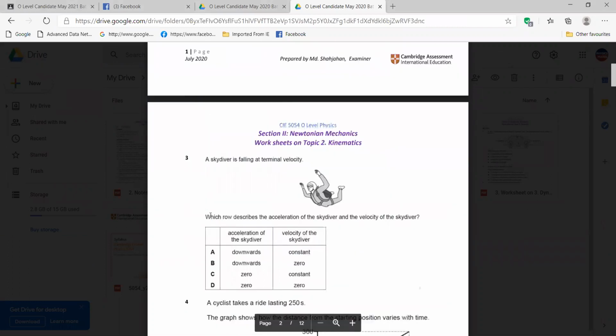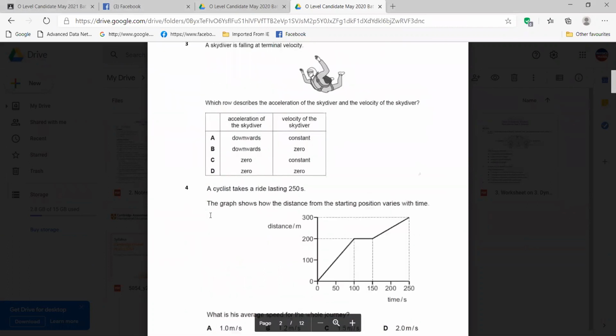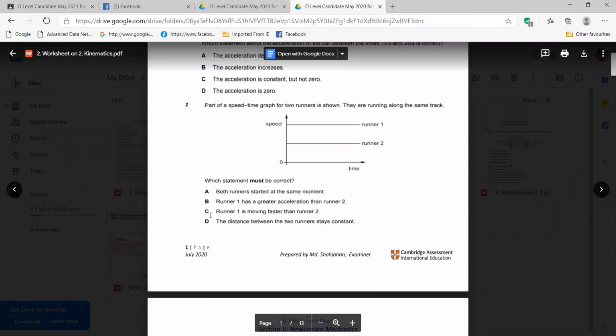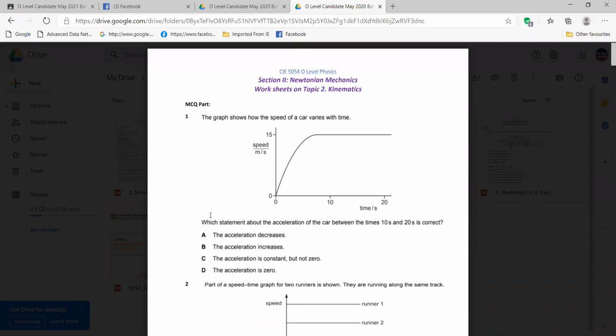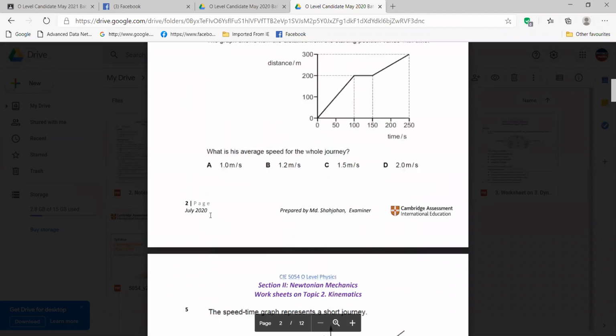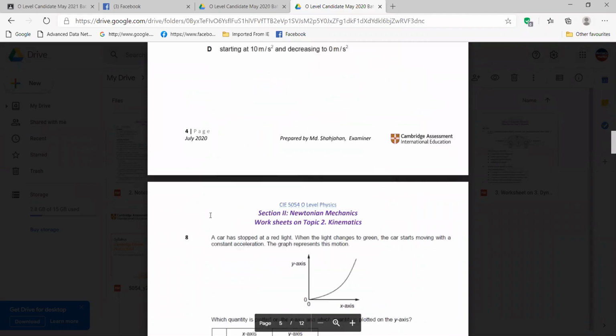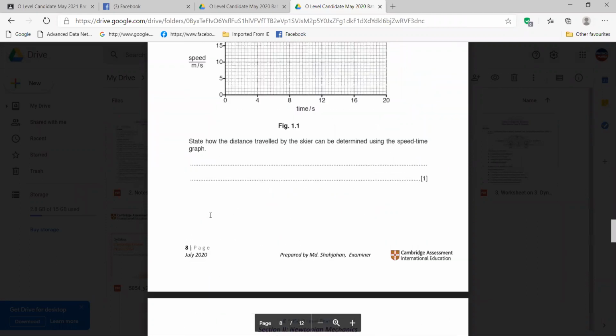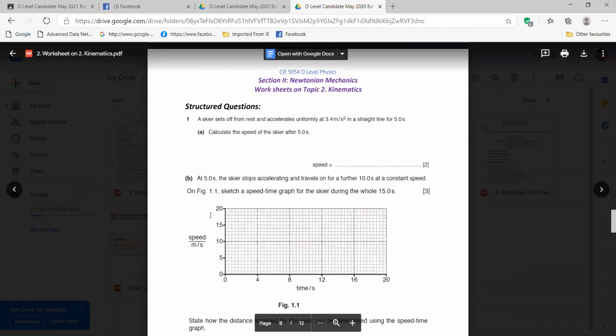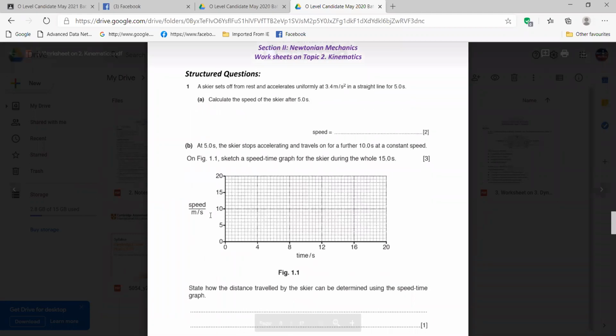Worksheet 2, the extended theory part. Do you have a problem with the theory, meaning the notes, or the worksheet? The worksheet, the theory part. That means the structured part. Better to say structured part. That means this one, right? So where is your problem?